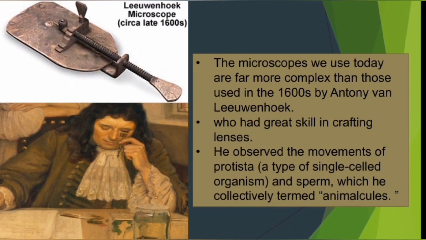The microscopes we use today are far more complex than those used in the 1600s by Antony van Leeuwenhoek, a Dutch shopkeeper who had great skill in crafting lenses. Despite the limitations of his now ancient lenses, van Leeuwenhoek observed the movements of protista, a type of single-celled organism, and sperm, which he collectively termed animalcules.